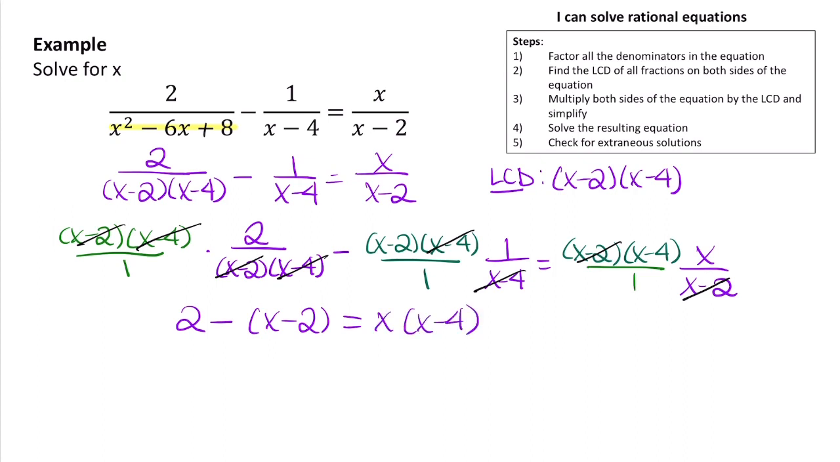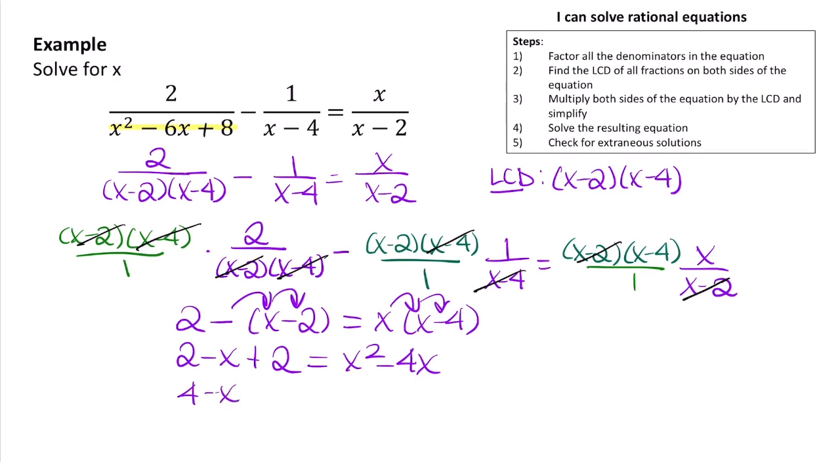Okay, so now we just need to simplify, distribute, combine like terms, all of that equation solving, right? So here we distribute this negative, so we have 2 minus x plus 2, and that's equal to, here we distribute this x, and we have x squared minus 4x. Okay, so now on the left side, I'm going to combine like terms, so I have 4 minus x, right, because I put this 2 and 2 together, and then on the right side, I have x squared minus 4x.